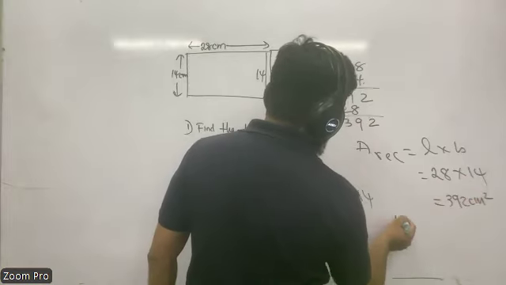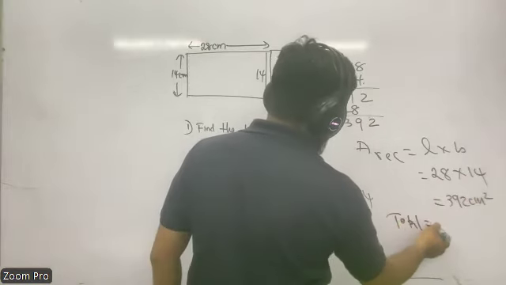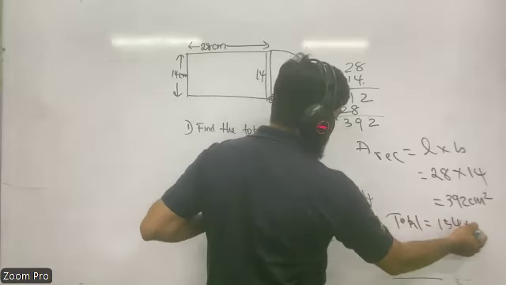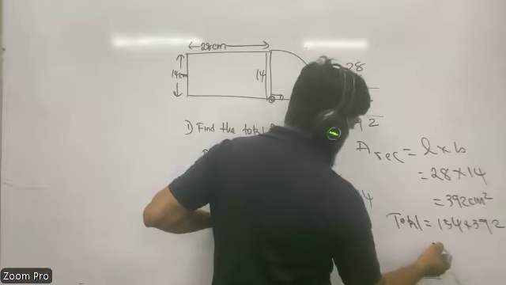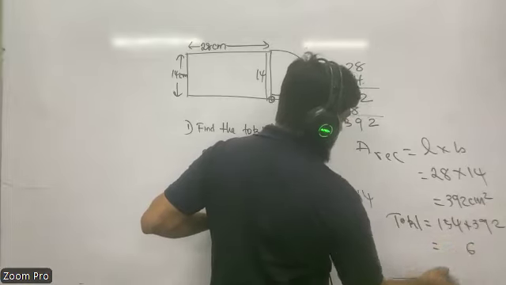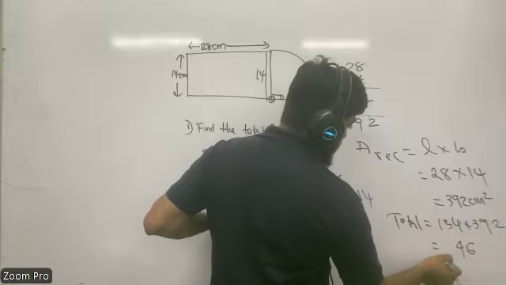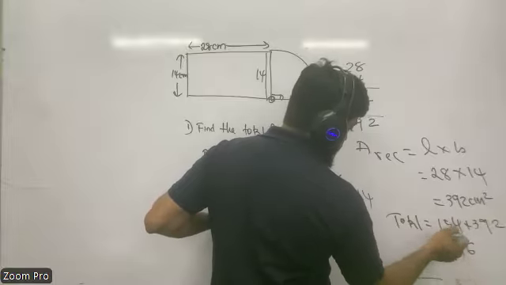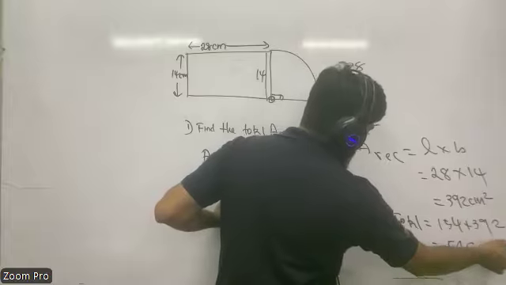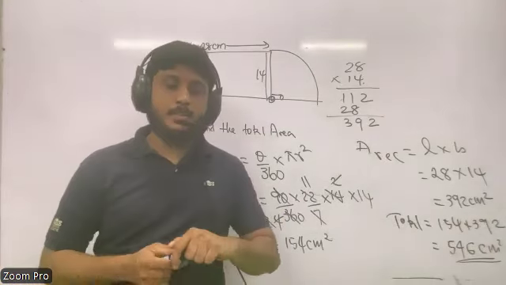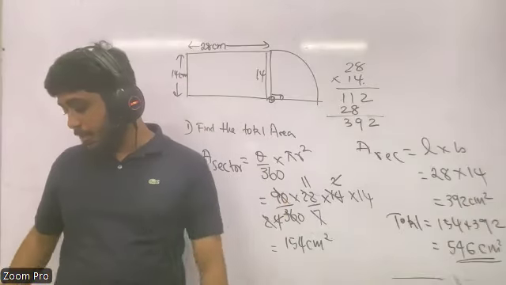So what is the total area? Total will be 154 plus 392. If you add, 4 and 2 become 6, 5 and 9 become 14, 3 and 1, 4, 5. You get 546 centimeters squared. Write this down. With this, the main area part is done.